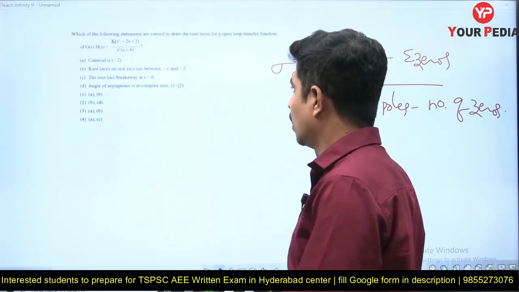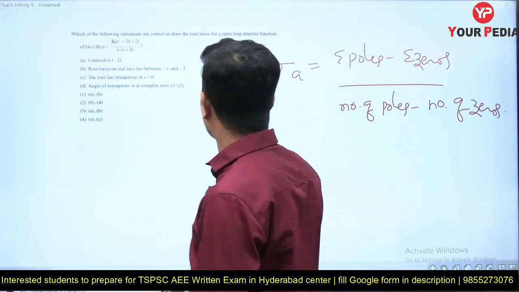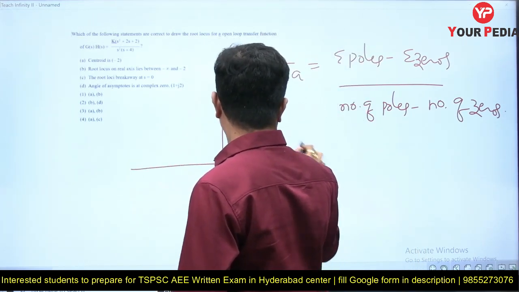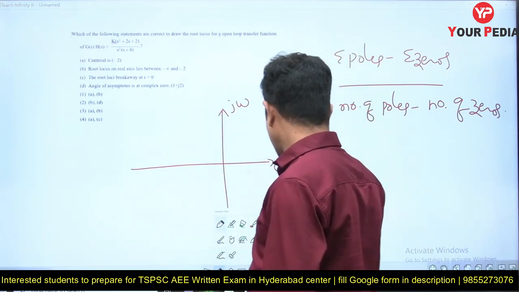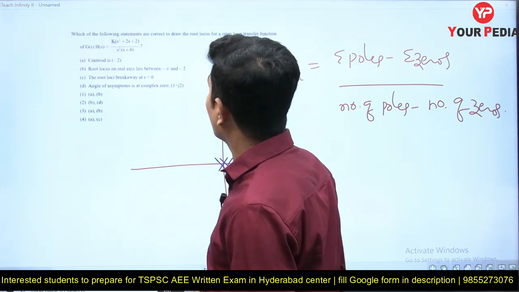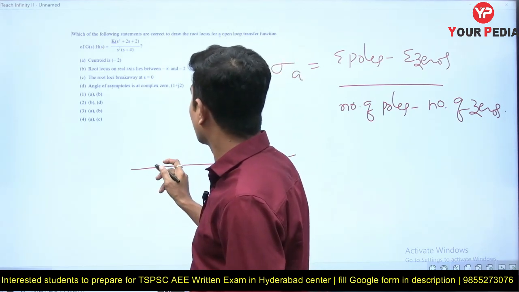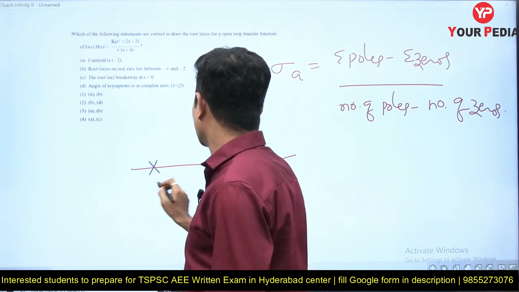Root locus on real axis lies between minus infinity and minus 2. Yeah, you do one thing. Put poles and zeros in S plane. You just keep poles and zeros in S plane. Yeah, I'm keeping it. Two poles are there at origin, S square is there. And one more pole is there at minus 4. Where is the minus 4? Yeah, here it is. Sorry, it is a pole at minus 4.